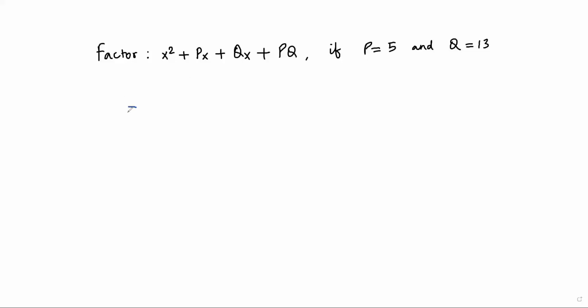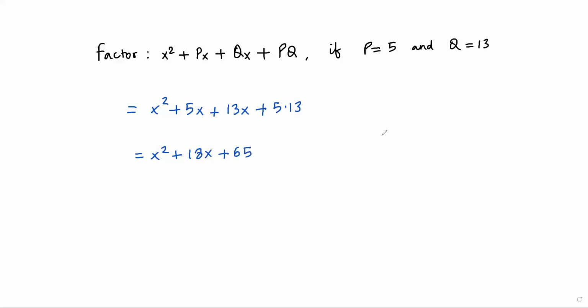Okay, to factor the given polynomial, first we have to plug in the values for p and q. So x² + we can plug in p is equal to 5, then it will become 5x, + q is equal to 13, then it will become 13x, + p times q, then 5 times 13. So x² + 18x + 5 times 13 will be 65.